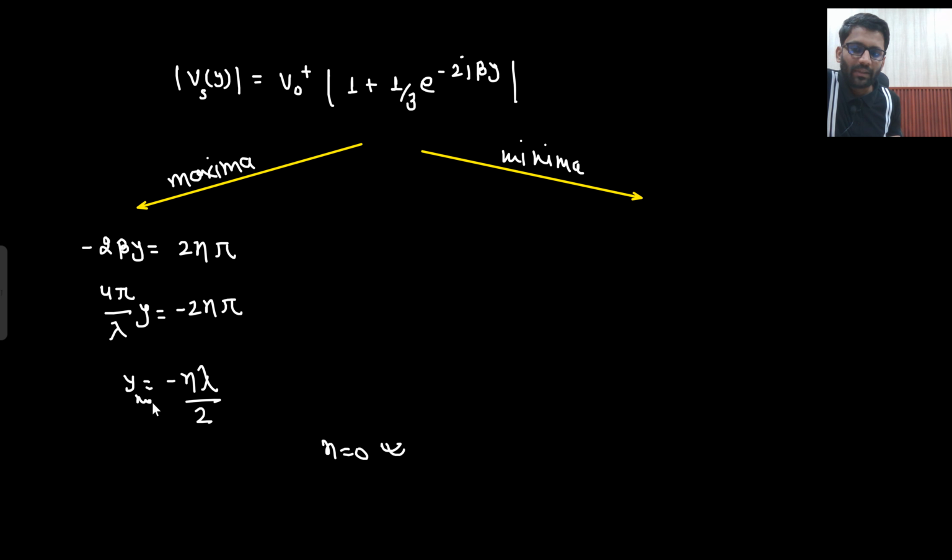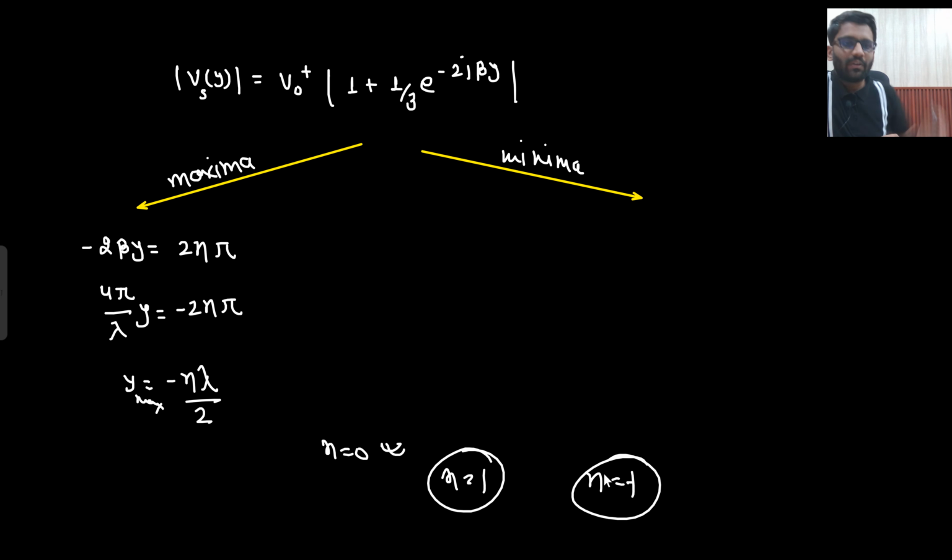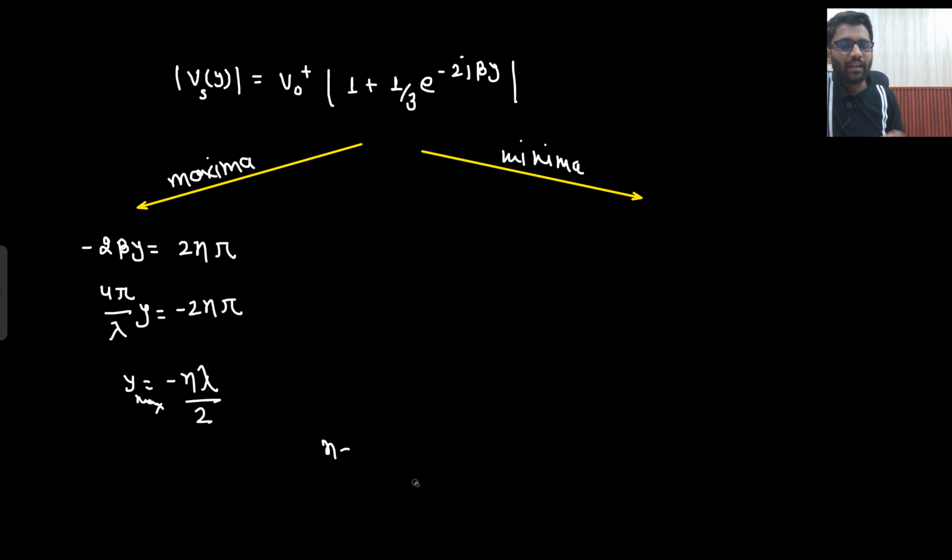This I am finding, the y maxima location. So if I put n equals to 0, it is fine. But if I put n equals to 1, then I get minus lambda by 2, so that is not correct. So n equals to minus 1 you will put. So here we will put negative values. Just a very simple thing.